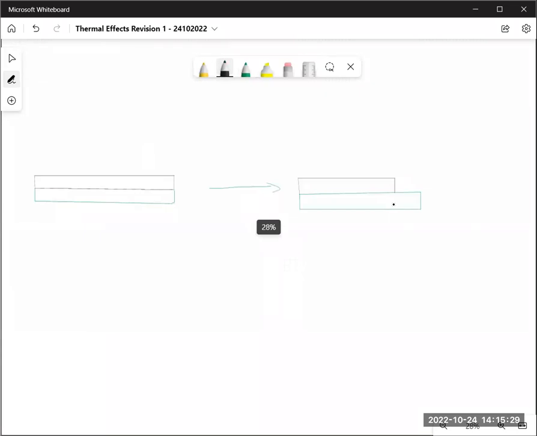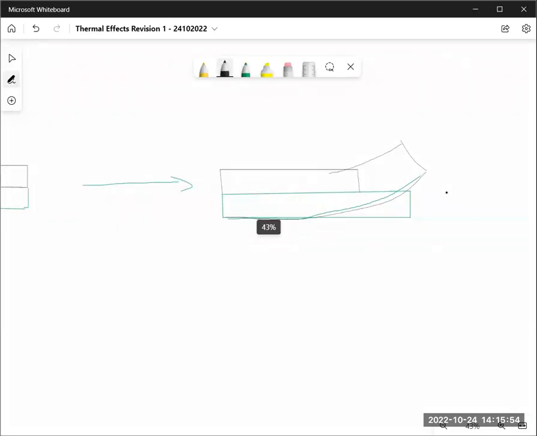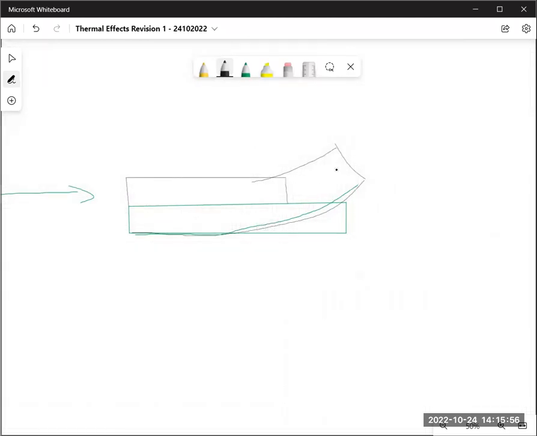So look, it will look something like this. If one expands more than the other, then it looks like this. But in reality, it doesn't really look like this. What happens is it will bend like this, something like this. This is what it looks like. So what you will realize is that one side is shorter and the other side is longer.